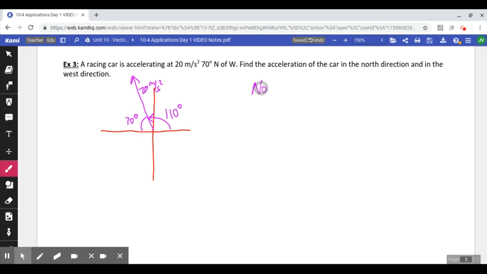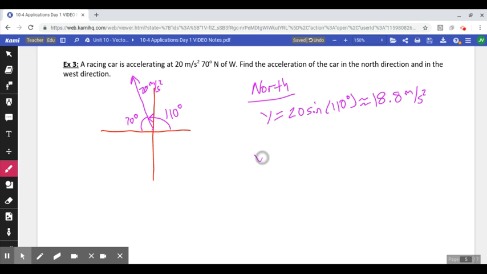So for the north direction, that's the vertical piece, what we're going to do is we're going to write y is equal to, and then we'll do the magnitude, which is 20, times the sine of 110. This would actually work out as well if you did 70. You'll still get the correct answer if you do that. If you type this in your calculator, make sure that you're in degree mode. You're going to get about 18.8, and the unit there is meters per second squared.